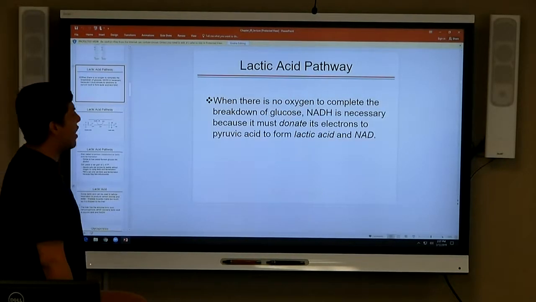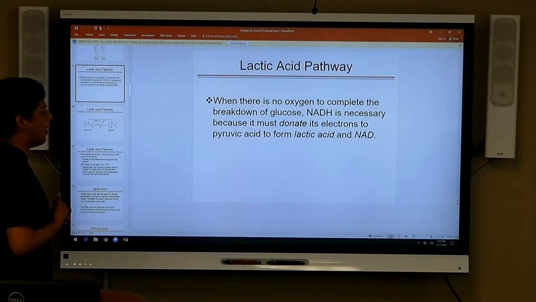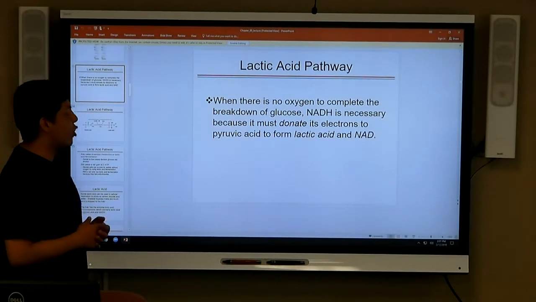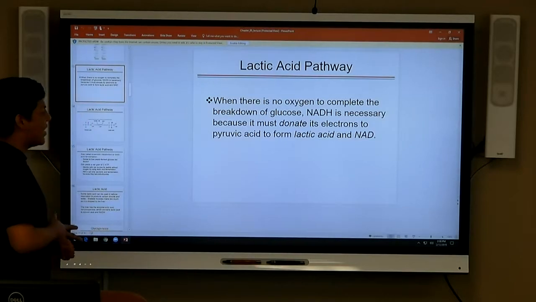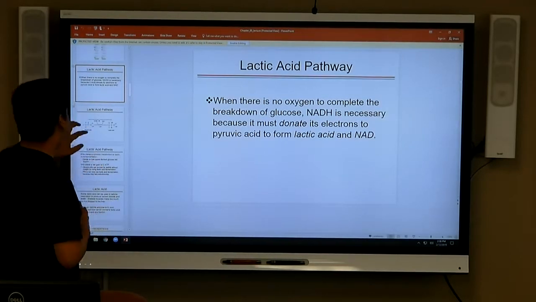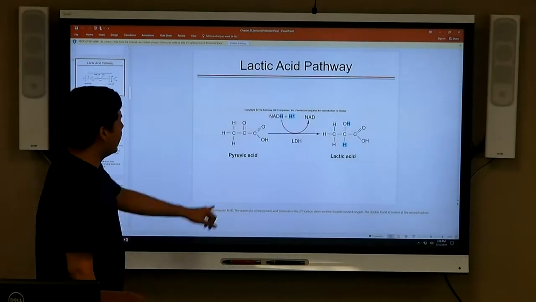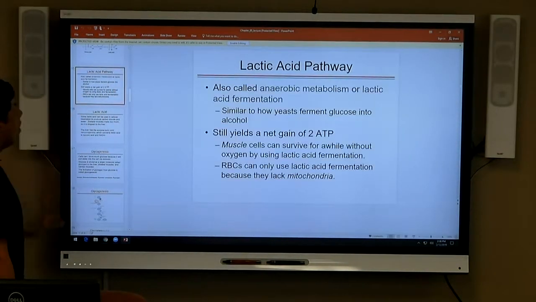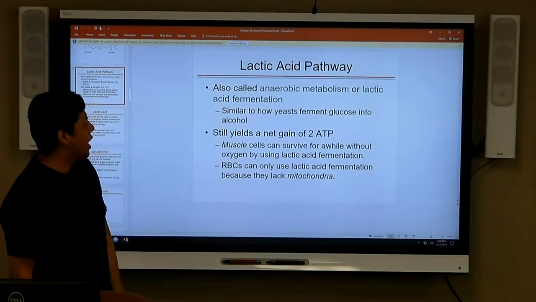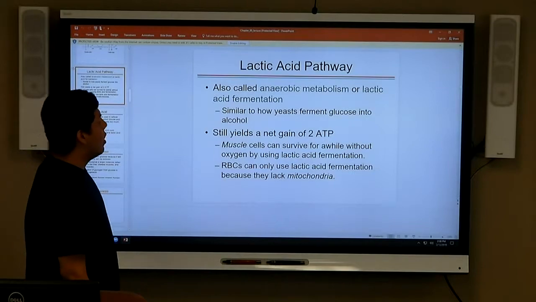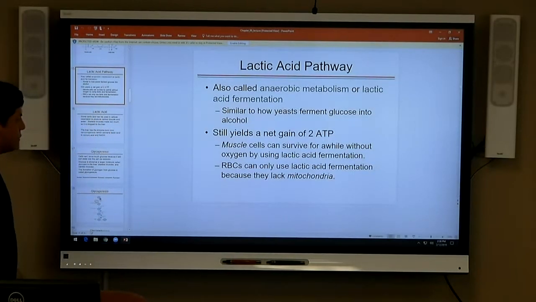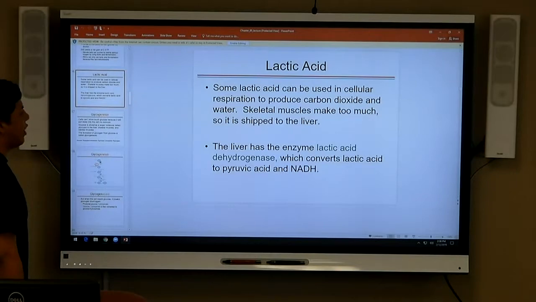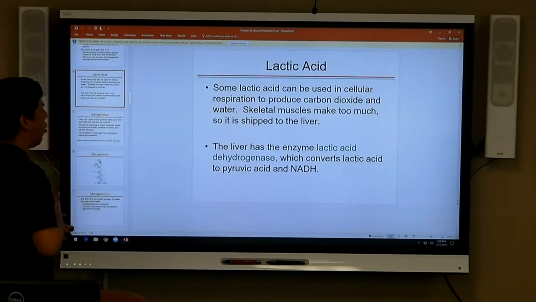The lactic acid pathway. When there is no oxygen to complete the breakdown of glucose, NADH is necessary because it must donate its electrons to pyruvic acid to form lactic acid and NAD. So this is the pyruvic acid, that's NAD, and then that's lactic acid. The lactic acid pathway, also known as anaerobic metabolism or lactic acid fermentation. Some lactic acid can be used in cellular respiration to produce carbon dioxide and water.